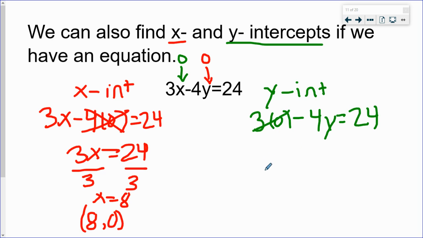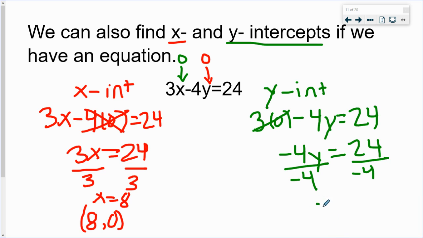3 times 0 is 0, so we have negative 4y equals 24. We can divide both sides by negative 4, and we get y equals negative 6. Our ordered pair: x equals 0, and we solved to get y equals negative 6. The x-intercept is 8, 0. The y-intercept is 0, negative 6.